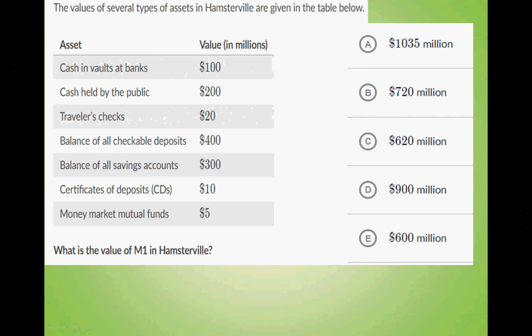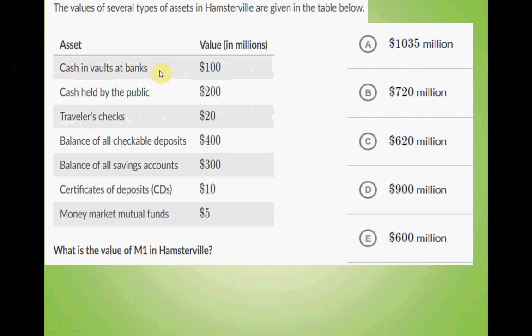All right, this one's a little more complicated. The values of several types of assets in Hamsterville are given in the table below. I'm not going to read all these right now. I'm going to look at the question. What is the value of M1 in Hamsterville? Okay, so let's think about what we don't want to include, because there's a lot of information here, right?